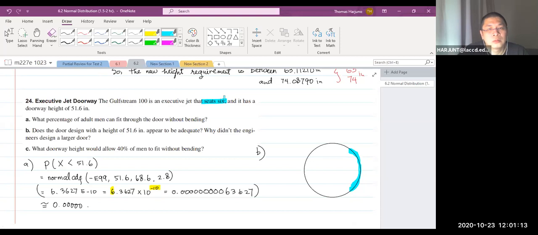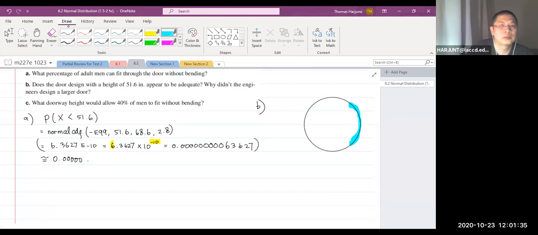Yeah, I think that's the reason. Okay. Definitely, it's not adequate, right? It's not adequate, but the reason they don't design a larger door is that the plane in itself is a small one. Okay. Then let's go on to part C.